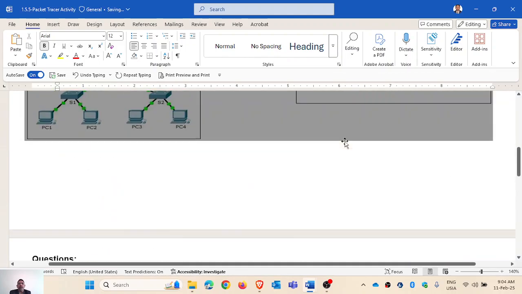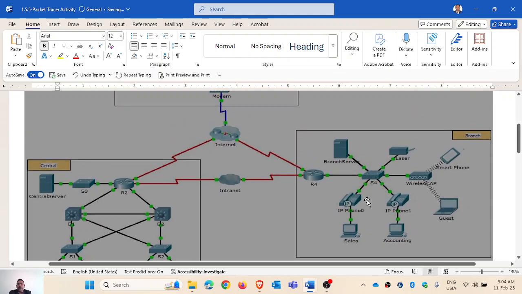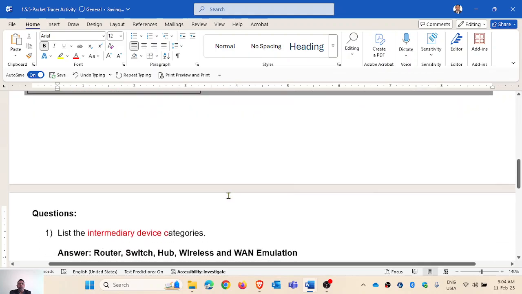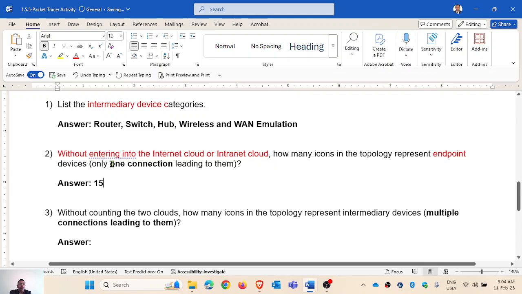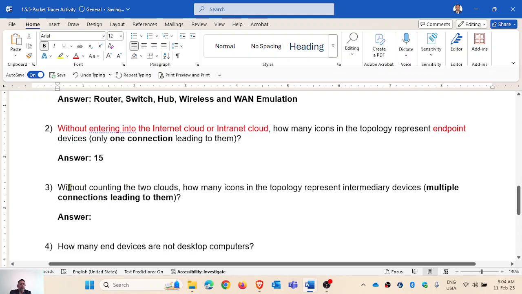Now you may have a question: even the IP phone is also an end device. Yes, the IP phone is also an end device. But how many connections are there? 1, 2. So we should not take it into account. Carefully read the question. Only one connection leading to them. Only one. So total how many? 15. Now come to the next question.